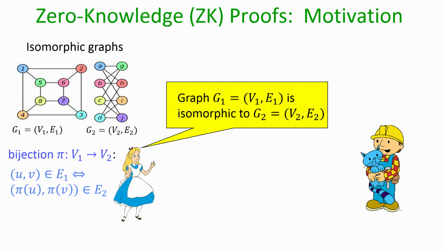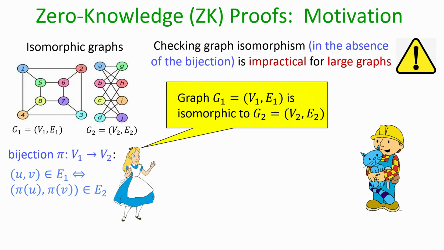So, imagine Alice has two isomorphic graphs. She makes the description of the two graphs available to Bob, and she claims to Bob that these two graphs are isomorphic. So, that is a statement. Again, Bob cannot directly check whether the two graphs are isomorphic and verify Alice's claim, because it is impractical to verify whether two graphs are isomorphic in the absence of the bijection which maps the vertex set of the first graph to the vertex set of the second graph.